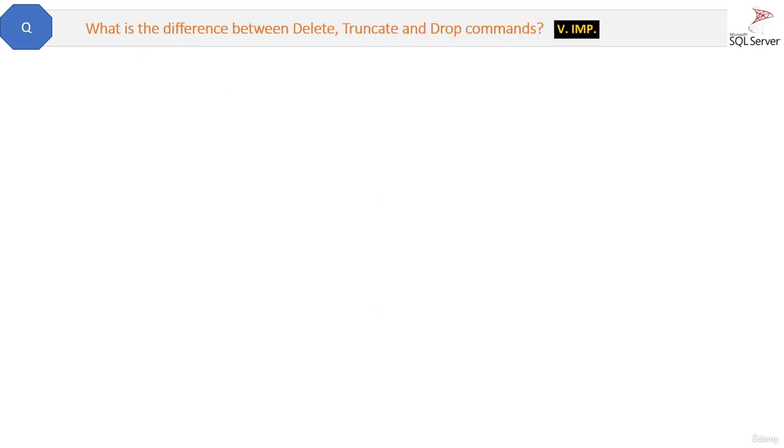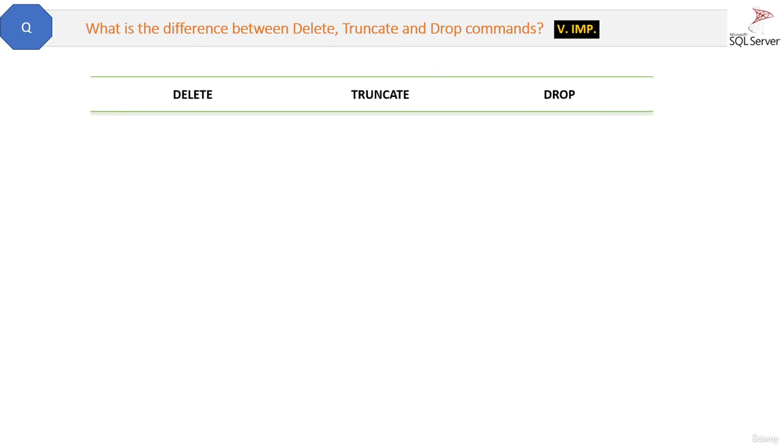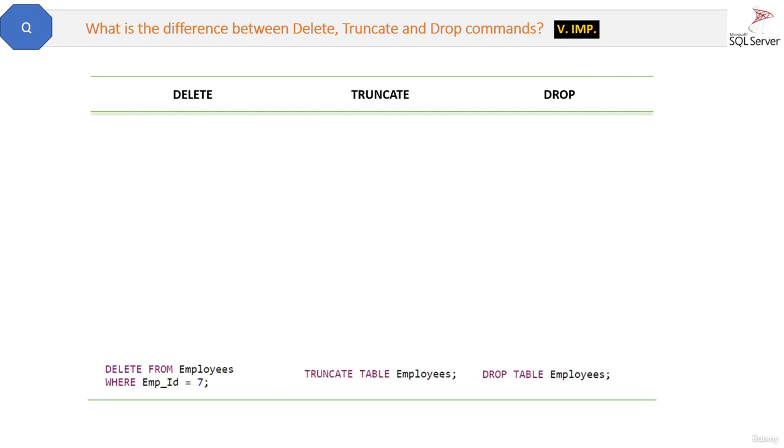What is the difference between delete, truncate, and drop commands? This is a very important question, and in many interviews this question has been asked. So I have compared all these three together here. First we will see their queries. See, delete is used with a where condition, whereas truncate and drop do not need a where condition. Now you can also use delete without a where condition. That time it will delete all the rows of the table.